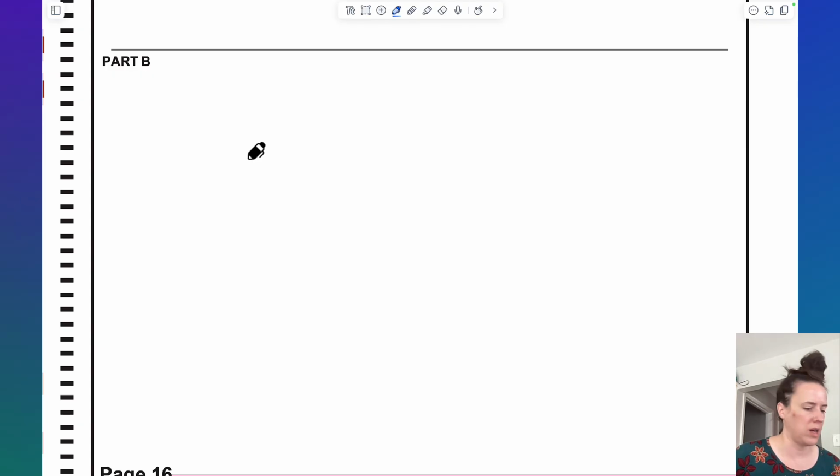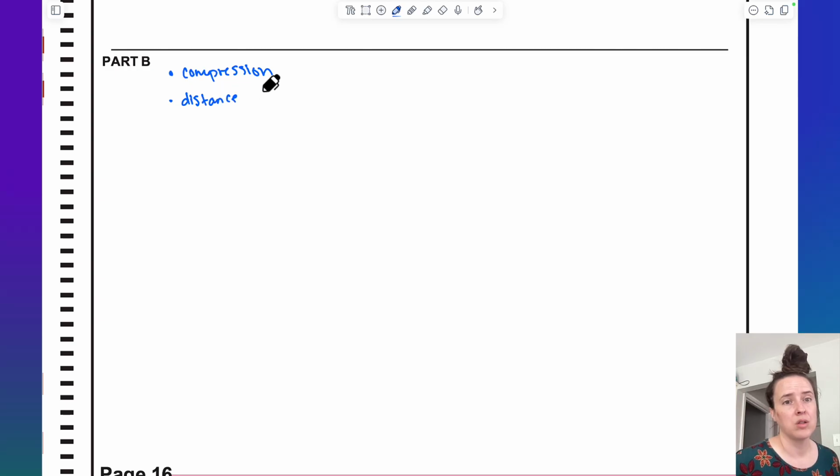All right, so for part B, we want to indicate quantities that the student could graph on the horizontal and vertical axes to create a graph that could be used to determine UK. So we already said that we were going to measure the compression distance. We already said we're going to measure the distance the block slides. So that better be in our answer for B.